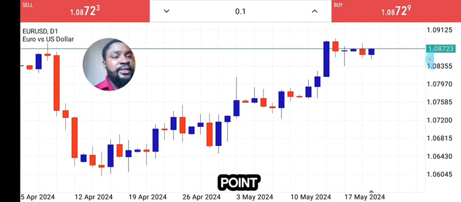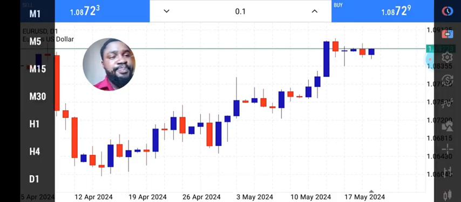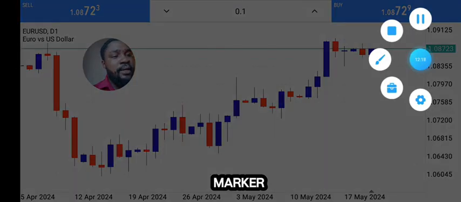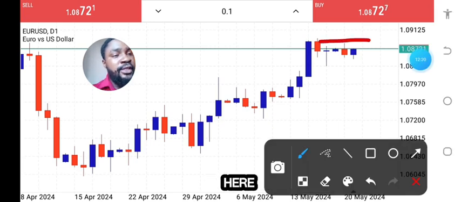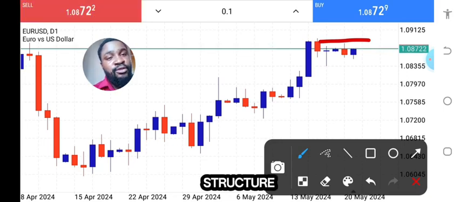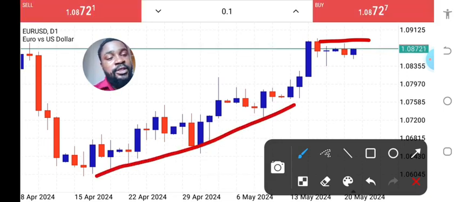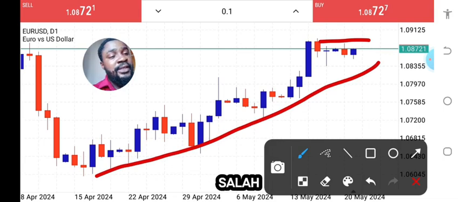At this junction, let me get my marker. At this junction here, the sellers will take over and have a couple of runs. And I think at this point we'll have a break of structure. Presently, buyers are in control. You can see the big candle forming at the D1. What I'm seeing is that the sellers will start coming.